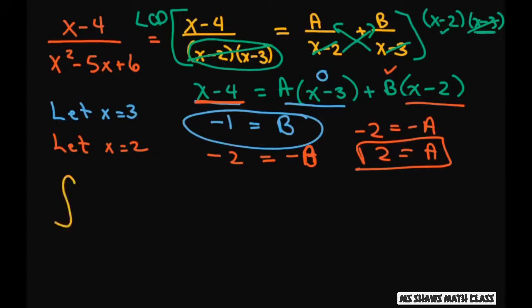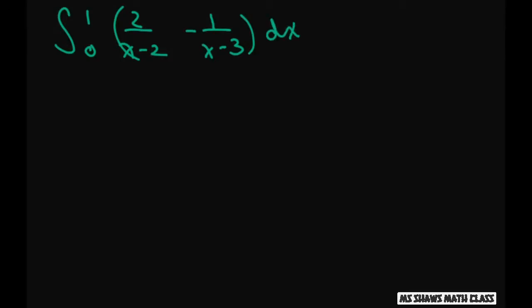Our integral from 0 to 1 is going to be 2 divided by x minus 2 minus 1 divided by x minus 3 dx. So simplifying this, let's just put it on this side. I'll write it out again. From 0 to 1, 2 divided by x minus 2 minus 1 divided by x minus 3 dx.